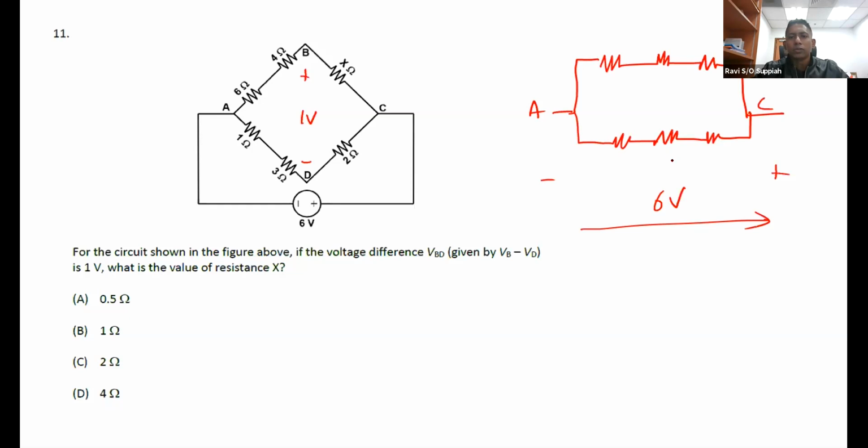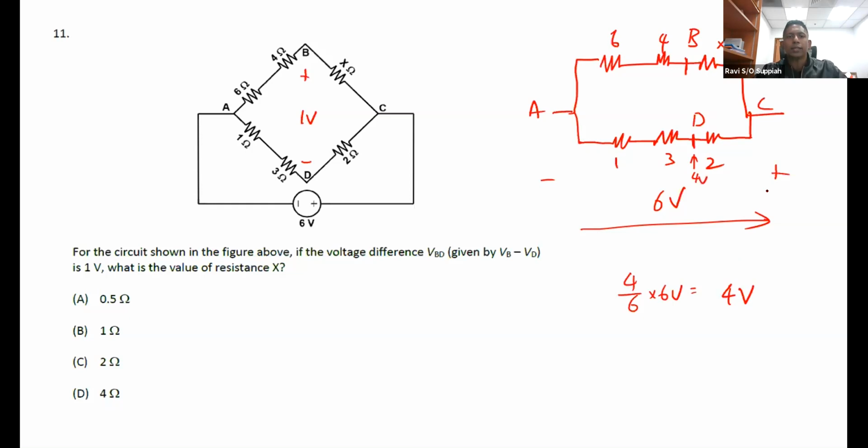Okay, so this is 1, this is 3, this is 2, this is 6, this is 4, and this is X. So this is my B, and this is my D. If I apply the voltage divider principle, the voltage at point D is what? 4 over 6, right? Because this is 4 ohm, this whole thing is 6 ohm. So 4 over 6 times 6 volts, I will get 4 volts. Okay, so the voltage at point D is 4 volts.